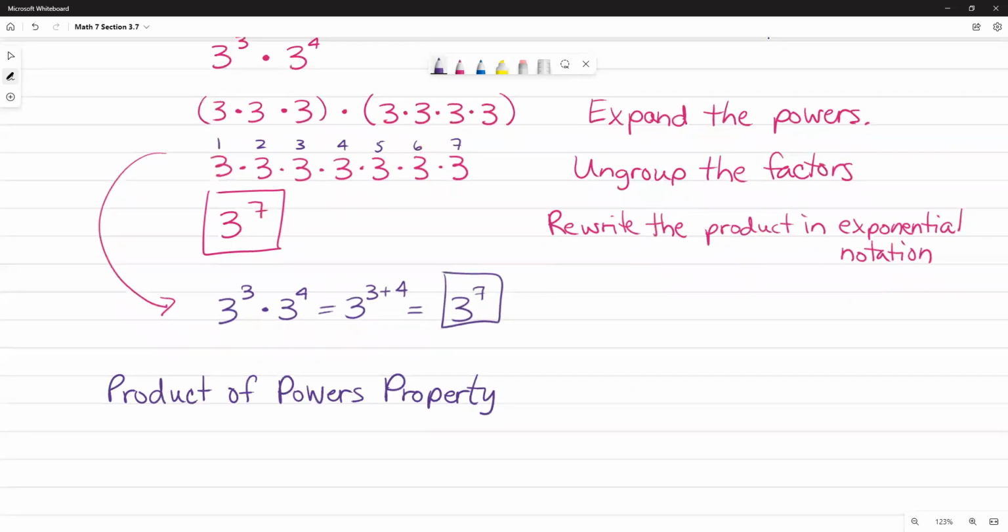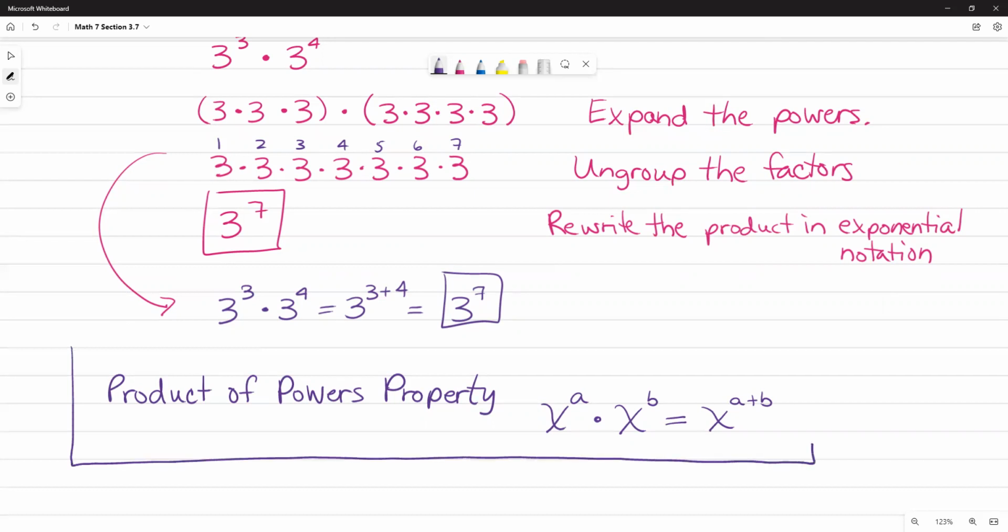Now, this example of what I just did is an example of the product of powers. It's stating that for any number x and integers a and b, x to the power of a times x to the power of b will equal x to the power of a plus b. So that's our first property of exponents.